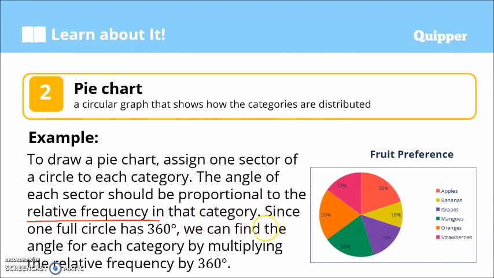So, since one full circle has 360 degrees, then we can find the angle of each category by multiplying the relative frequency by 360 degrees. Okay? Malalaman natin kung gaano kalaki itong sector para sa isang category by multiplying the relative frequency which we can have sa frequency distribution table. Multiplying the relative frequency by 360 degrees. Kasi yung isang buong circle, that's 360 degrees.